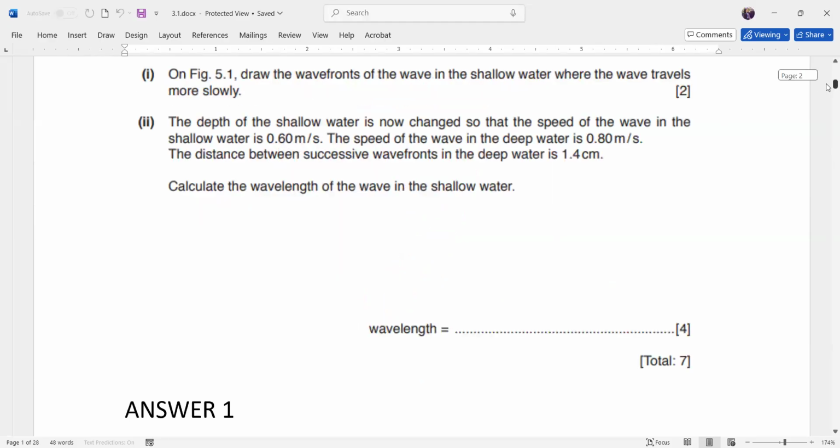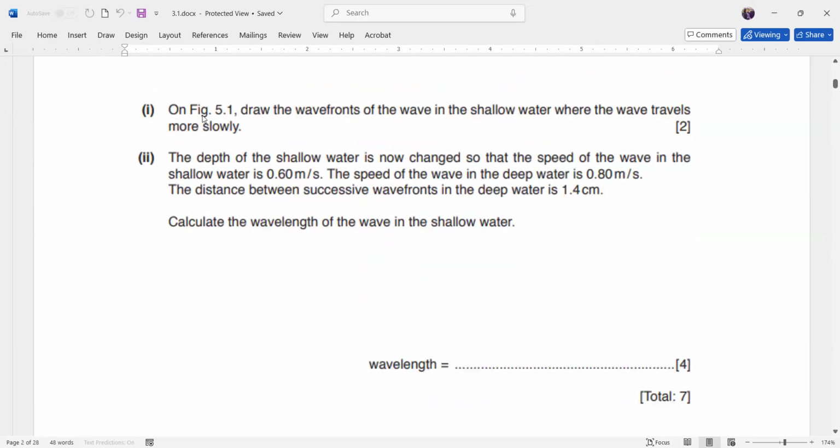The next question, actually we did this in the last session, so I'll just quickly repeat. The depth of the shallow water is now changed. The speed of the wave in shallow water was 0.6 meters per second. The speed of the wave in deep water was 0.8 meters per second. The distance between successive wavefronts in deep water is 1.4. Calculate the wavelength in shallow water. We know that when refraction occurs, the frequency of the wave remains constant.